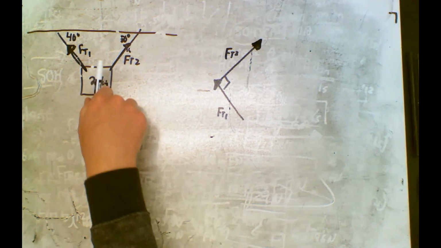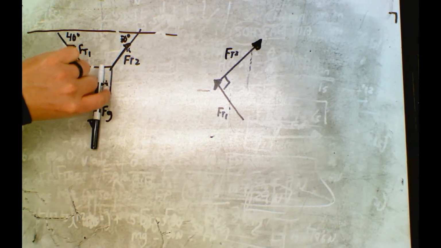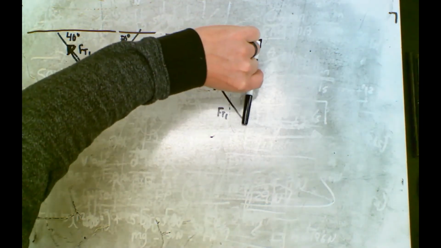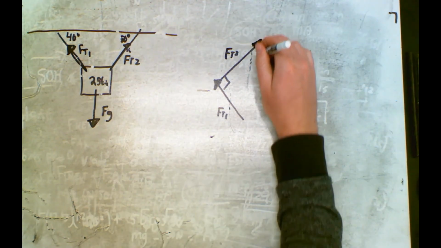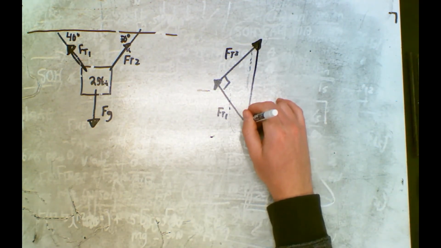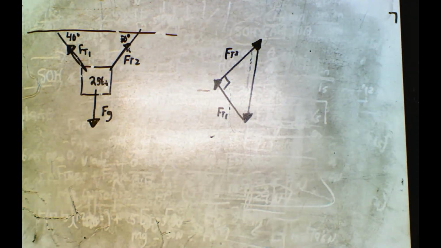And then my last arrow, which is FG, which is downwards like that, I'm going to pick it up and put it tip to tail like that, and it goes straight down. So that is my triangle, and I get a nice right angle triangle there. Okay, the trickiest thing with this is the angles.